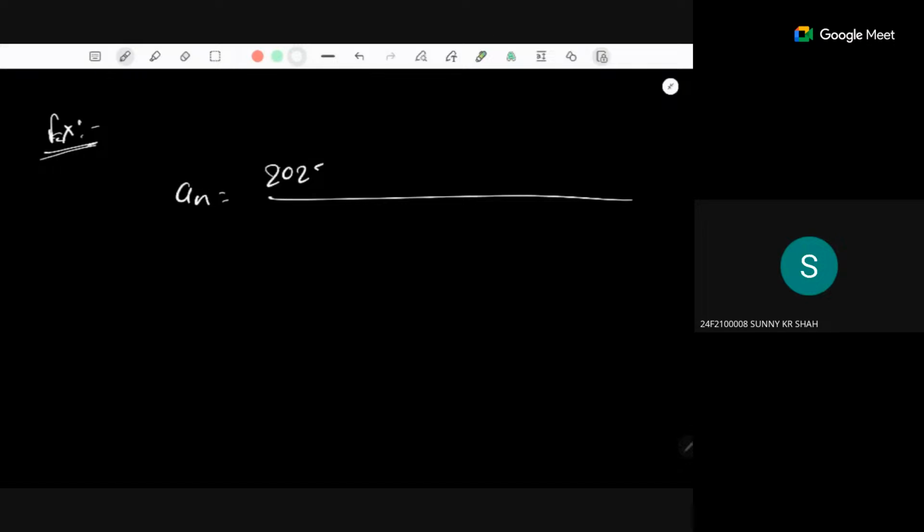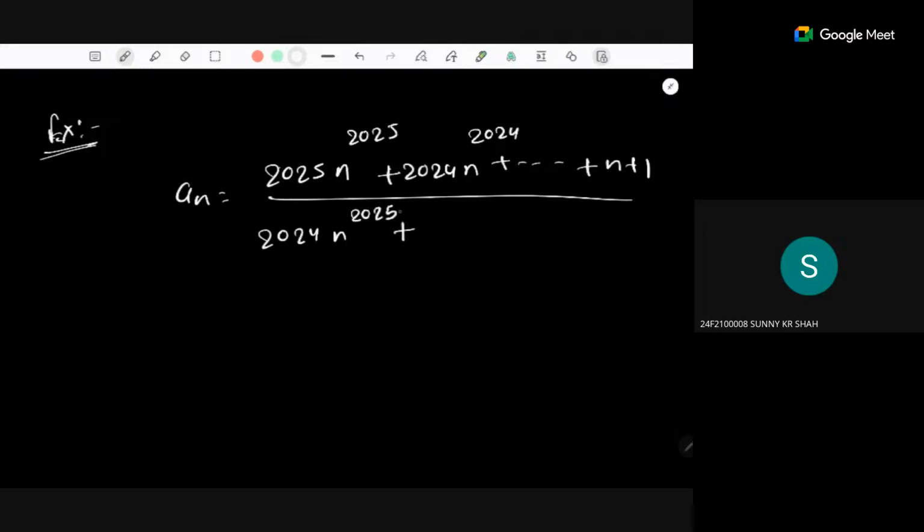Okay, so now we can take one more example. Suppose an is equal to 2025 n to the power 2025 plus 2024 n to the power 2024 plus and so on plus n plus 1 in one part, and in the other part I have 2024 n to the power 2024 plus 2023 n to the power 2023 plus and so on plus n plus 1.